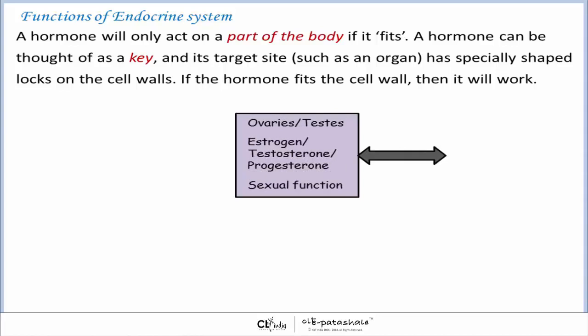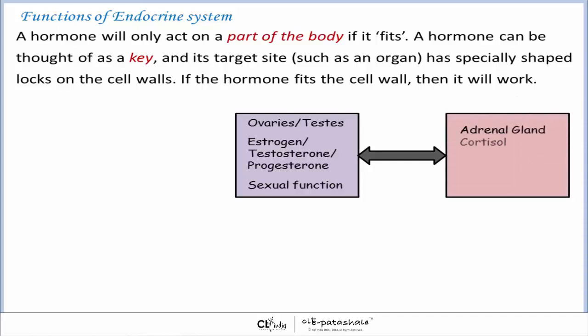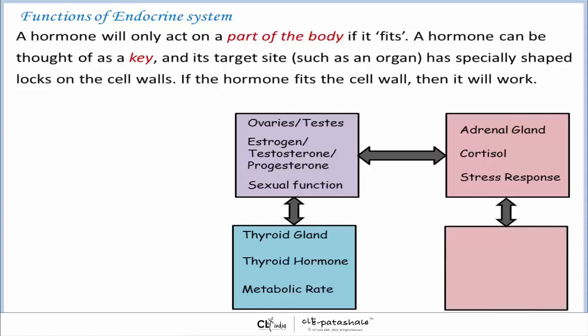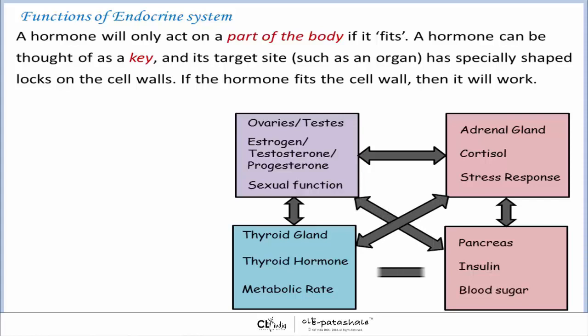For example, the ovaries and testes produce estrogen, testosterone and progesterone, which are all for sexual functions. The adrenal gland has cortisol, which is for the stress response. Similarly, the thyroid gland has thyroid hormone, which is responsible for the metabolic rate. Similarly, the pancreas secretes insulin, which is responsible for blood sugar. All of these together maintain the hormonal balance.